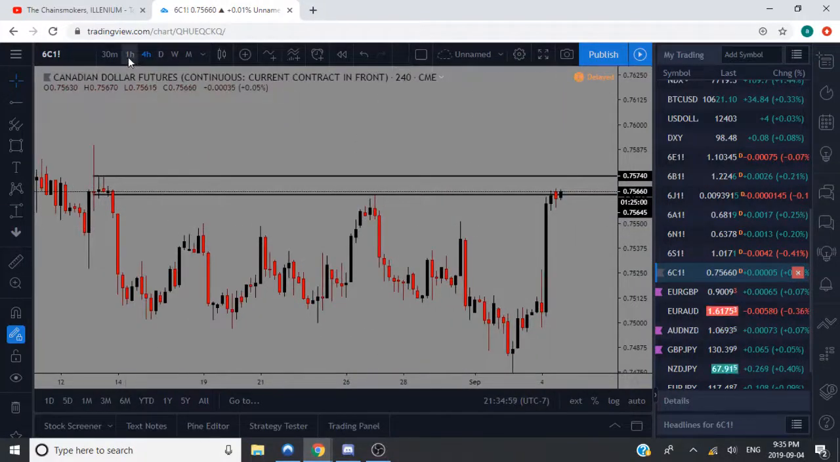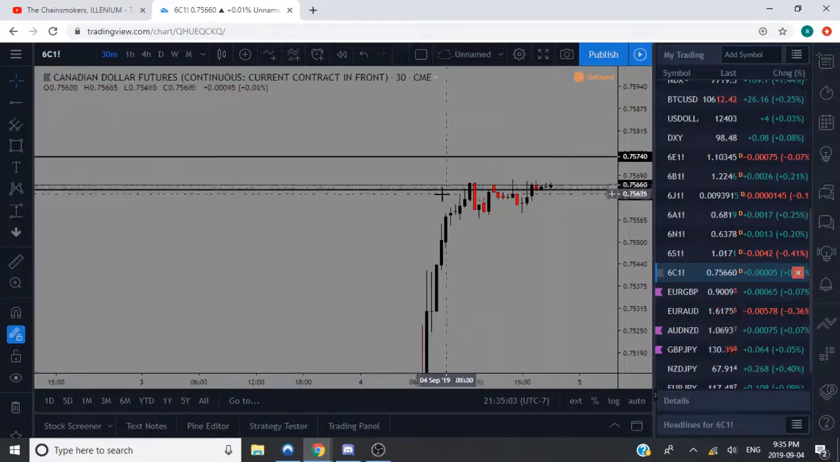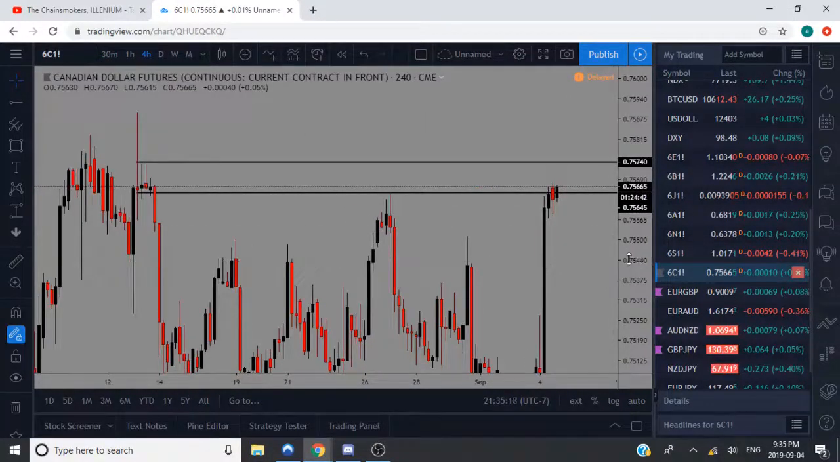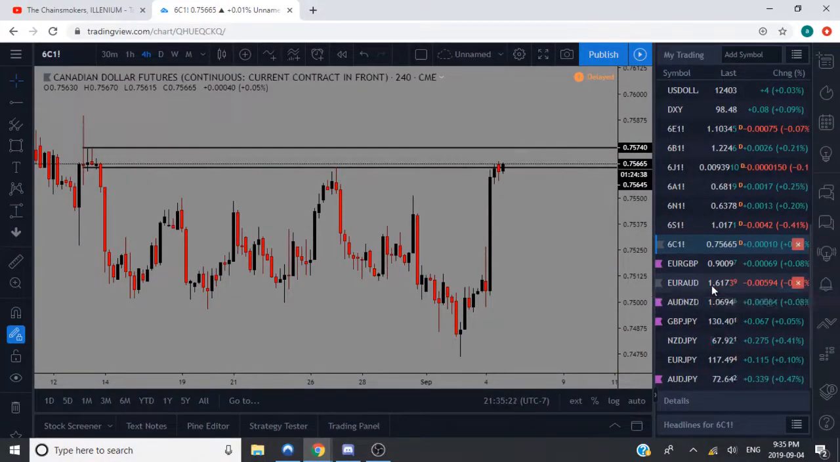Right? So if we actually go down to the 30 minutes, let's see. You can see price is starting to base. It's having a battle right now with the 4-hour supply. Buyers and sellers are fighting right here. One of them will take control. It's either going to go up or it's going to go down. Right? Technically, it's all it can do. It can only go up or down. And that's it.